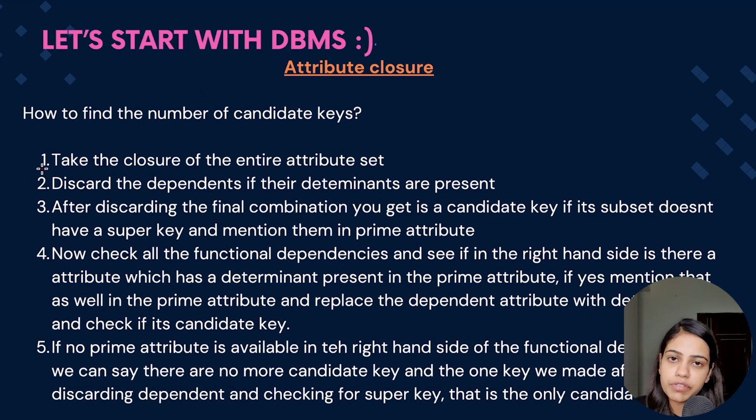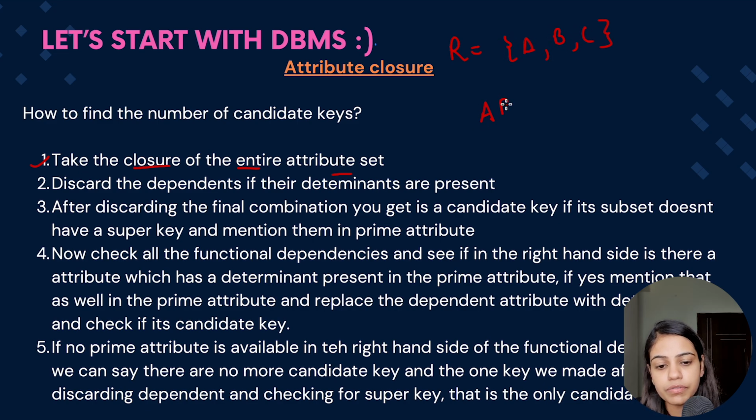Here are some steps we should follow to find the candidate keys. The very first step is we have to take the closure of the entire attribute set. So consider that in our relation there are three attributes, A, B and C. First we will take the closure of the entire attribute set.